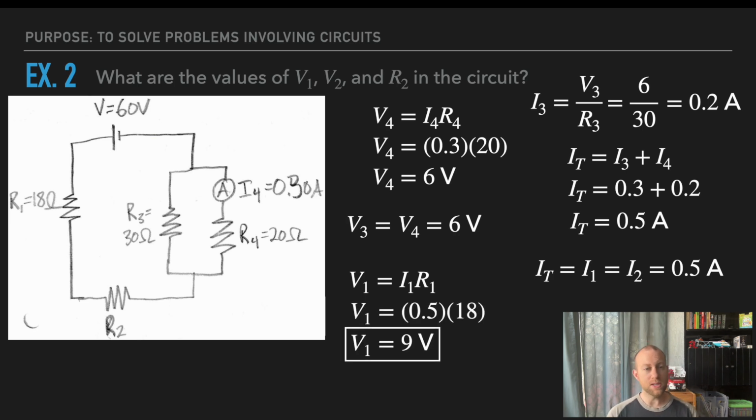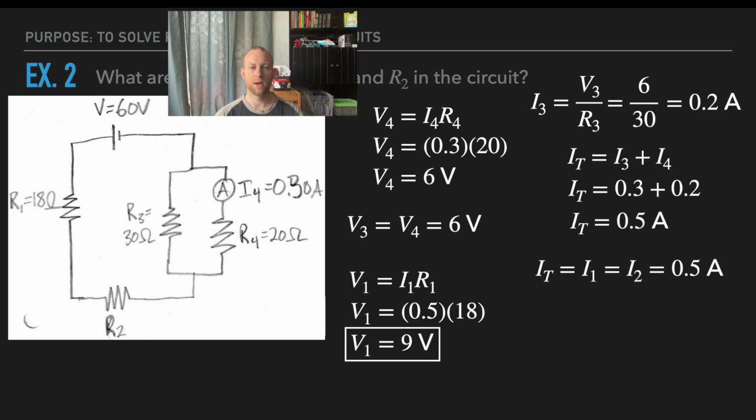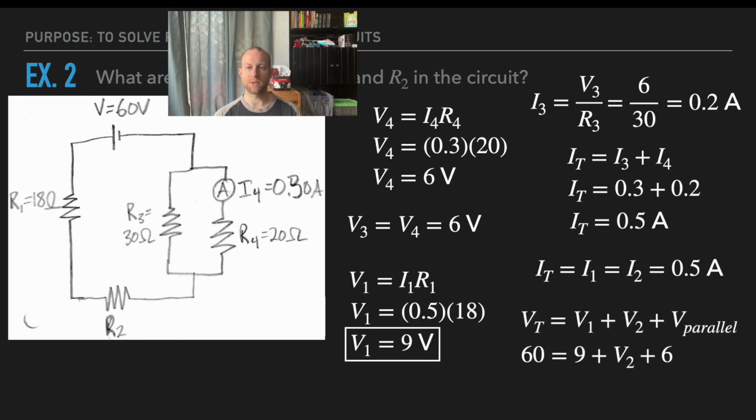Now, to get V2, what I can do is look at my total voltage. My current gains total voltage. It must lose V1, lose V2, and then lose either V3 or V4. It doesn't go through both of those resistors. It just goes through one. So I can use this total voltage equation to solve for V2. There's that.